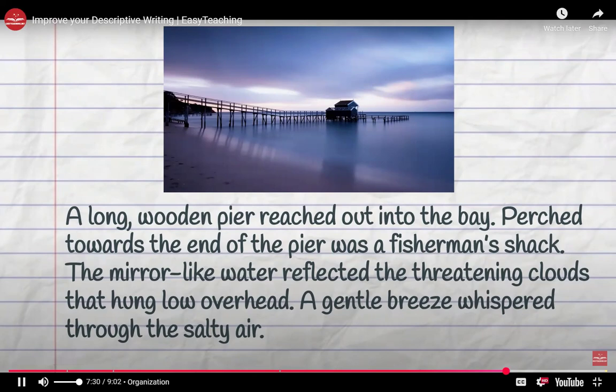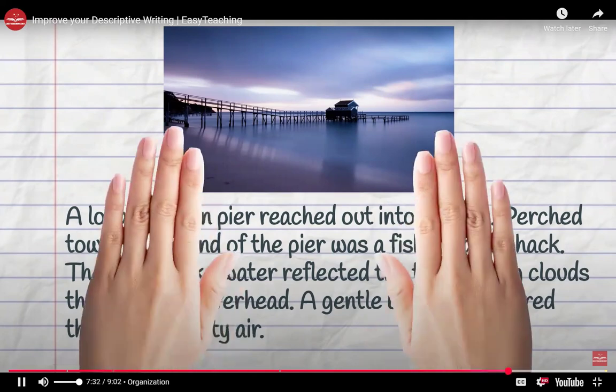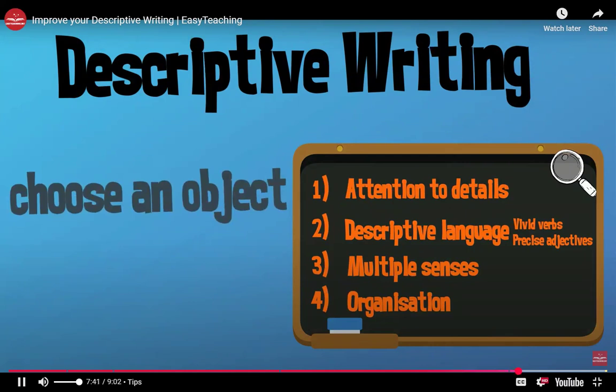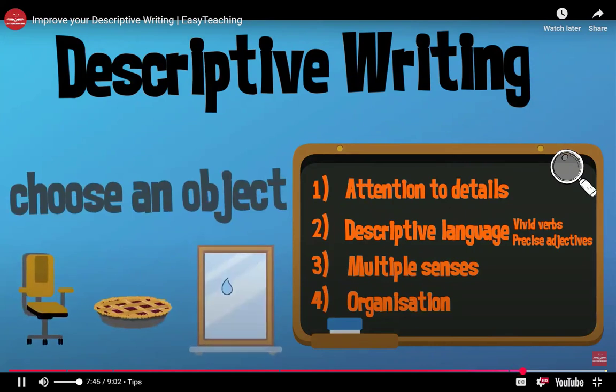Leave your passage in the comments below. Descriptive writing can be a lot of fun, and practicing your descriptive writing is easy. Just choose an object from around the house. A chair, a pie, a raindrop on a window. The more ordinary the object, the greater the challenge.